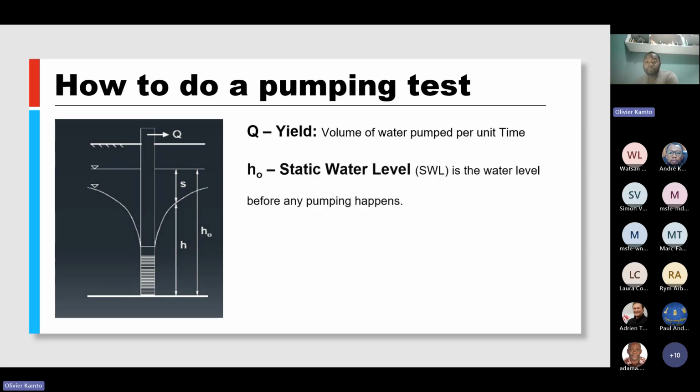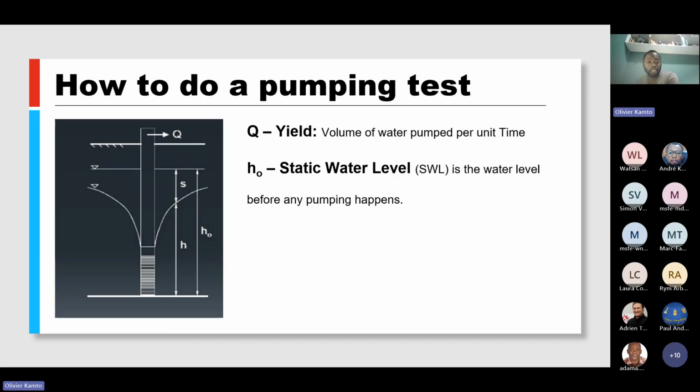Then we will talk about the static water level, which is the water level when the borehole is at rest. When you finish doing your drilling and you leave the water to settle, this is like the water level inside the borehole before any pumping event.